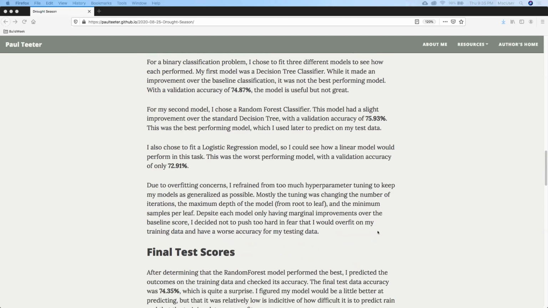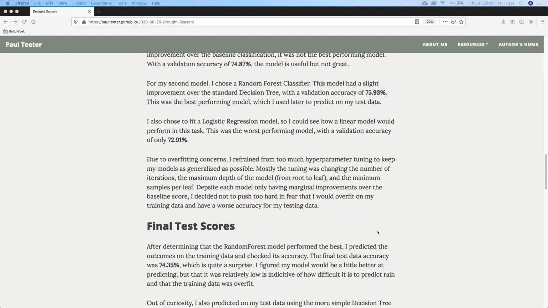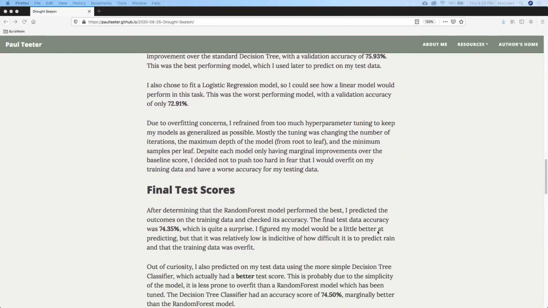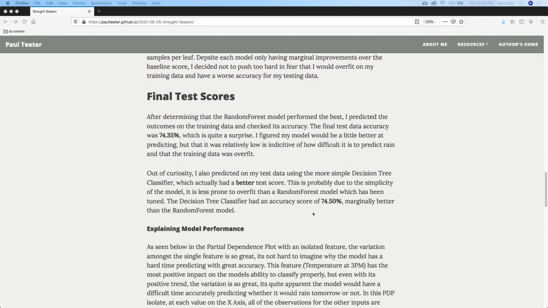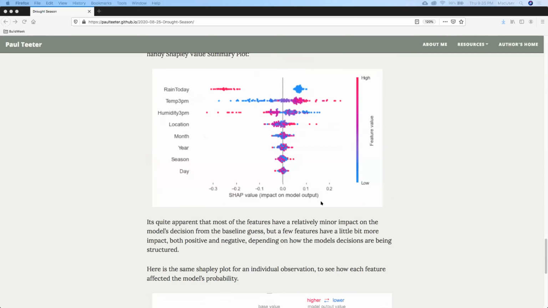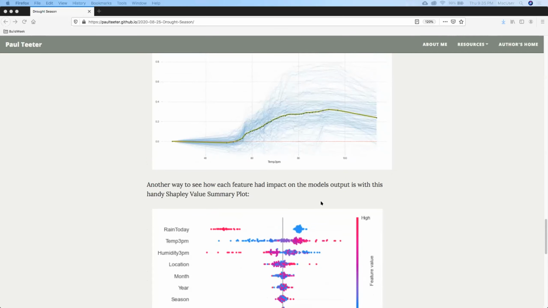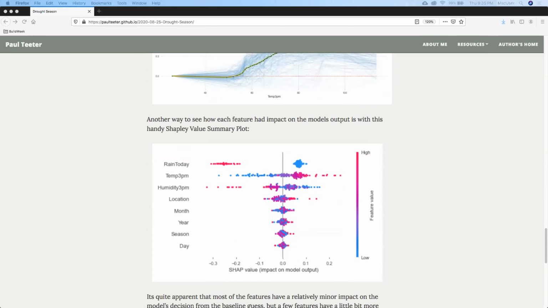only 72.9%. I didn't want to overfit, so I didn't hyperparameter tune too much, but I actually ended up getting some overfitting anyway when I used my random forest model, which was my best performing model. My test data accuracy only came to 74.3%. So just out of curiosity, I put the decision tree classifier on the test score too, and it actually came out better with 74.5%. And then I had some plots to explain some of my different things and see how they impact the models.